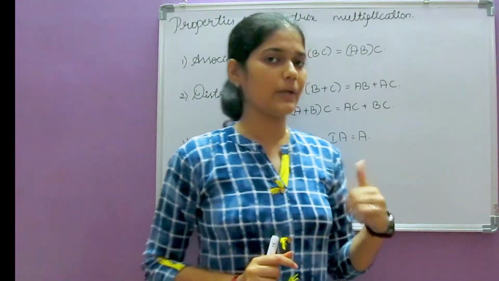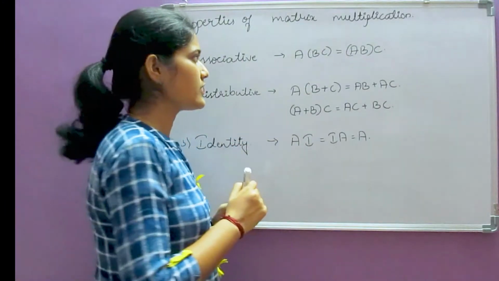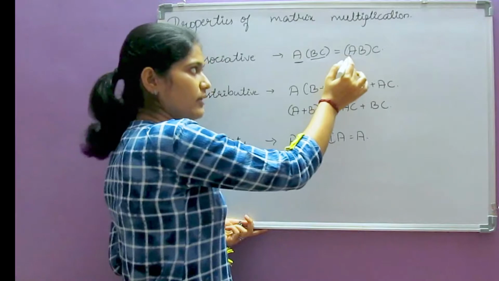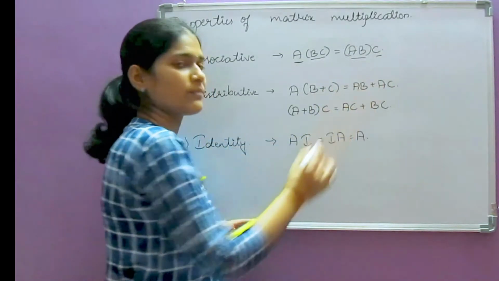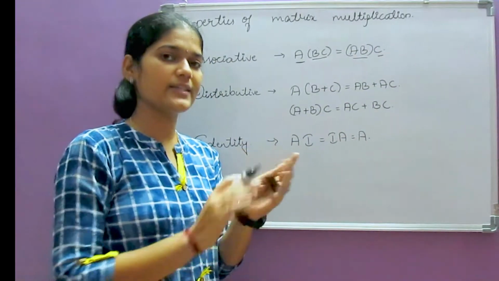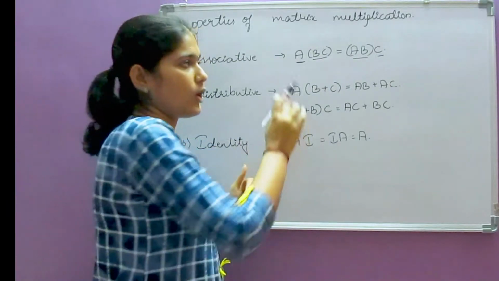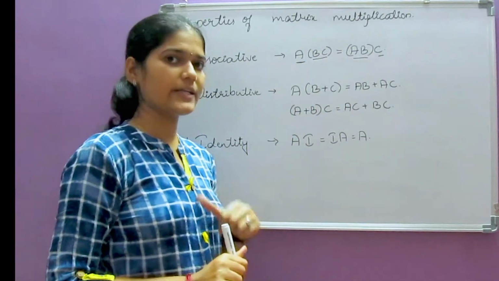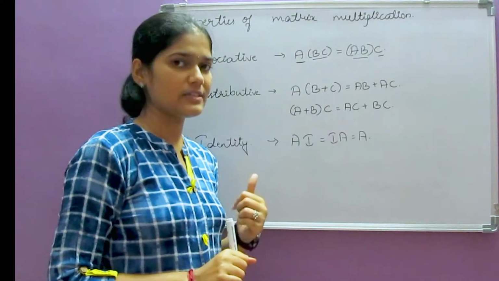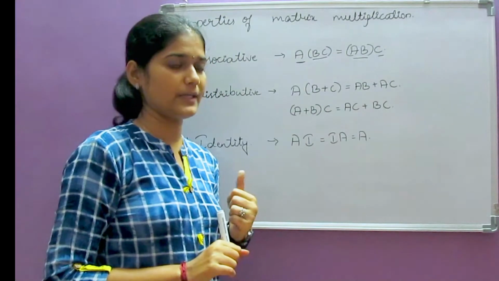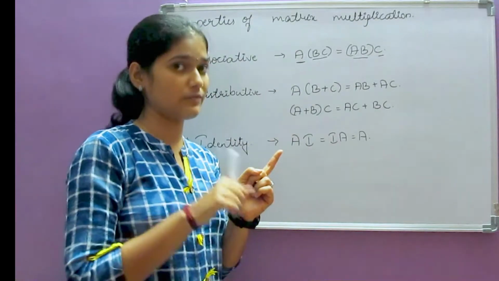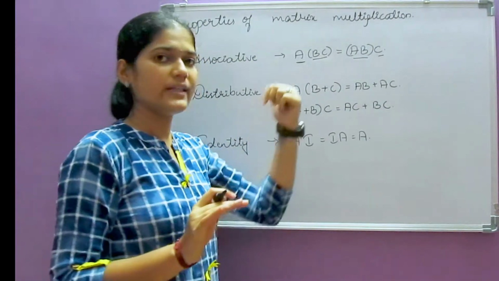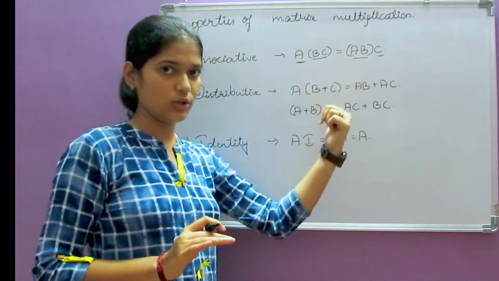The first property is associative. Associative means A into BC is always equal to AB into C. That is, we can multiply the matrices in any order, but only if the matrix multiplication is valid. Matrix multiplication is valid means it should satisfy the condition for matrix multiplication, that is, number of columns of the first matrix should be equal to number of rows of the second matrix. Then always this condition holds.